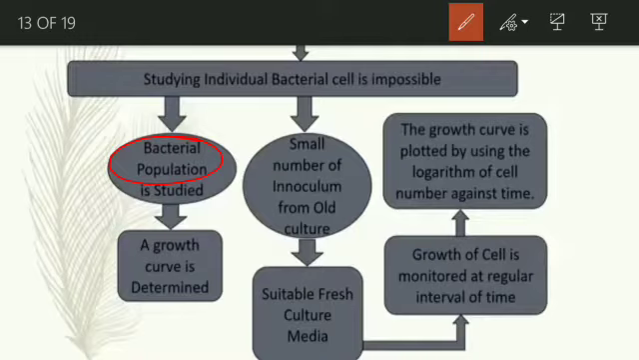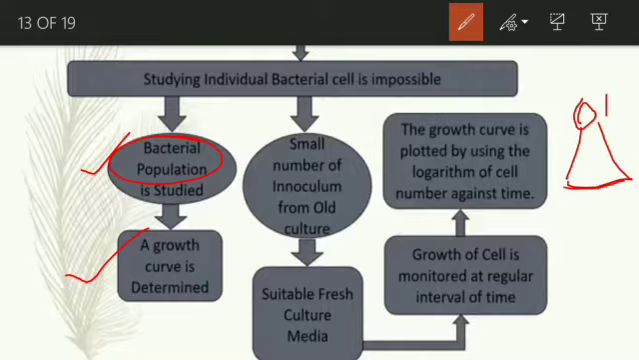So while you are studying, what will you get? You will get a growth curve, a bacterial growth curve. That growth curve is determined while you are observing the bacterial population. In order to get this bacterial growth curve, what do you need to do? First of all, you need to prepare a fresh, suitable culture medium. For example, I am taking a small flask here.